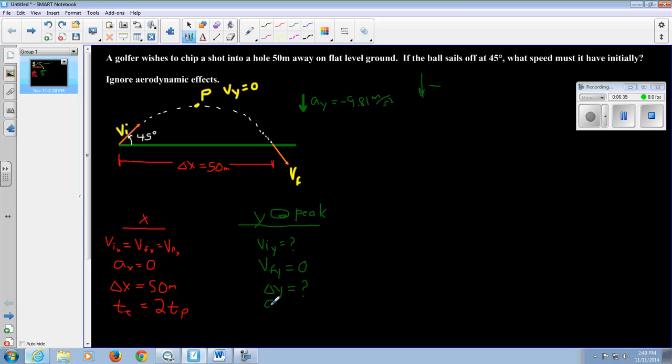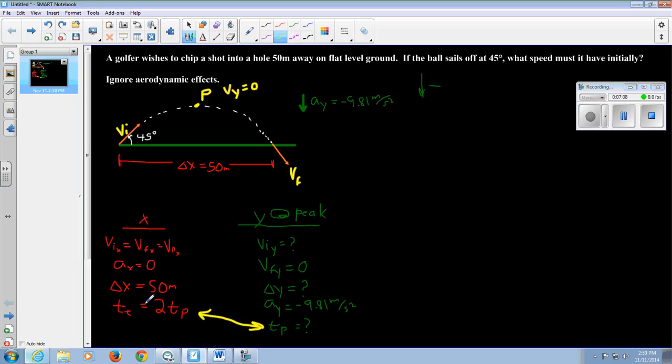Acceleration in the y direction is equal to negative 9.81 meters per second squared. And my time at my peak, I don't know. But I do know that there's some relationship here between these two items. Okay, there's some kind of relationship here.